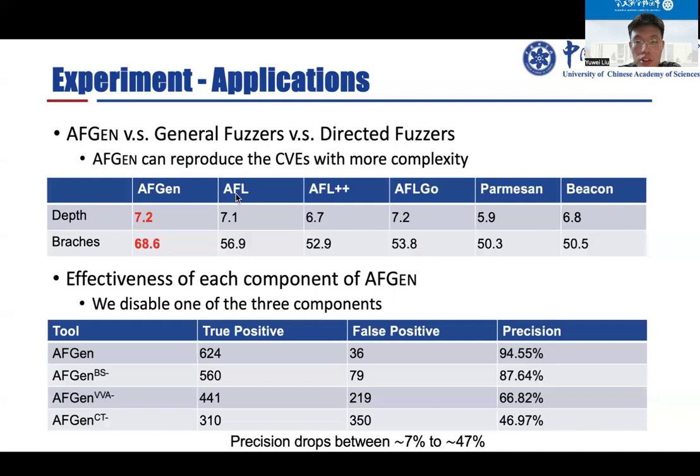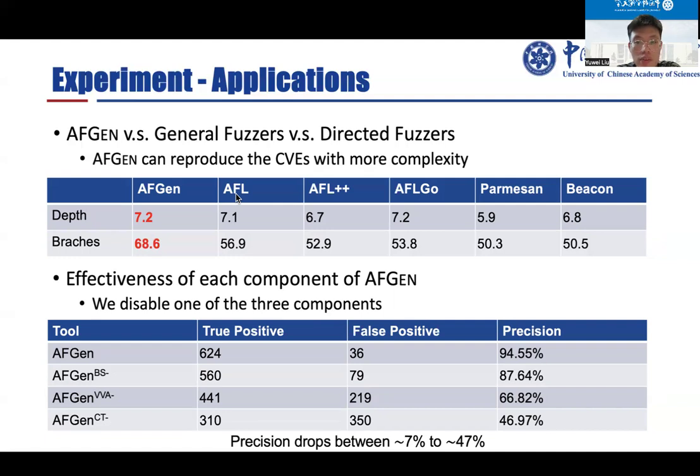AFGEN can reproduce CVEs with more complexity in both code stack depths and branches. We list the number of branches and function nested depths in paths from the engine function to the vulnerable function. According to our analysis, the average numbers of branches and function nested depths of vulnerabilities found by AFGEN are 68.6 and 7.2 respectively. The performance of AFGEN is significantly better than AFL++.